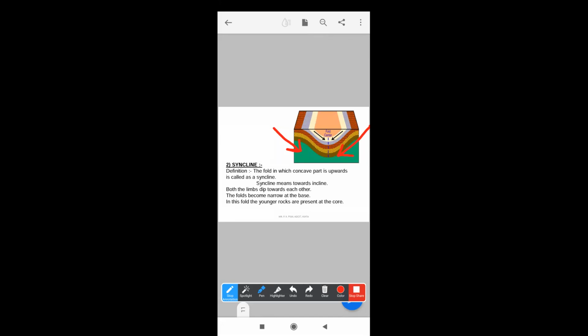Next, the fold becomes narrow at the base. Yes, completely opposite to the first one, that is anticline.